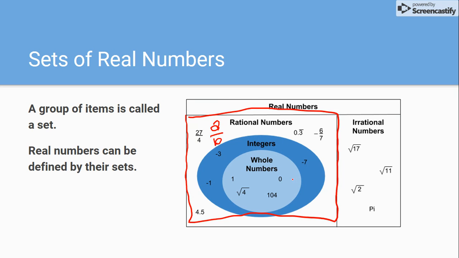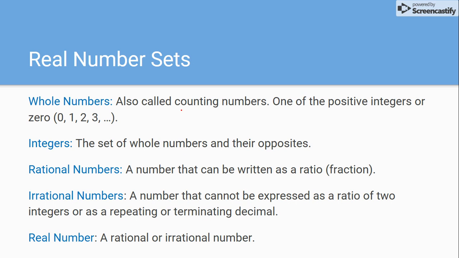Let's go to the next slide. So whole numbers, we call them counting numbers: 1, 2, 3. Adding 0 makes these all whole numbers. They go on forever as far as you can count. Integers include all these whole numbers, but they also include their opposites. So not only do they include 1, 2, 3, they also include -1, -2, -3, and so on forever.